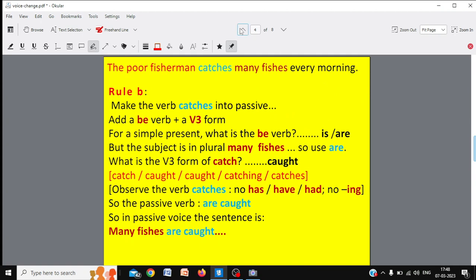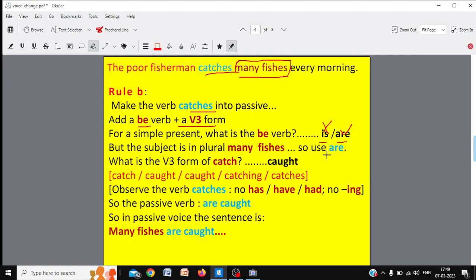Now rule B, make the verb catches into passive. How? There is the verb catches. We have already seen that we are beginning with many fishes. Now next is making the verb catches passive. Add a be verb and a V3 form of the verb. For a simple present, the be verb is either is or are. For past tense, it would be was or were, but here we have a simple present, so is or are. But we have fishes, which is plural, so we use are. If we had a singular, we would be using is.